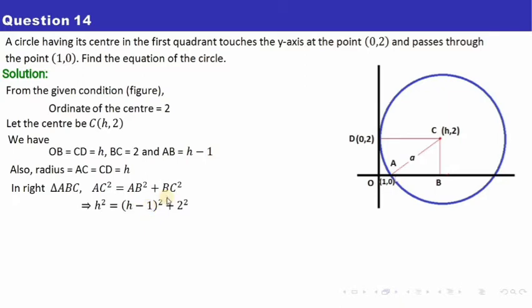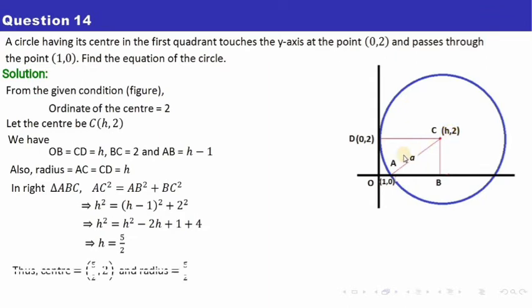You apply the (a minus b) whole square formula, so you'll get h square minus 2h plus 1, and 2 square is 4. You see that h square and h square get cancelled. So from here, calculate the value of h, which turns out to be 5 by 2. Now see here carefully, what is h actually? h is this one, and h is the radius also. So basically we got the radius and we got our center as well. The center is (h, 2), that is (5/2, 2), and the radius is 5 by 2.